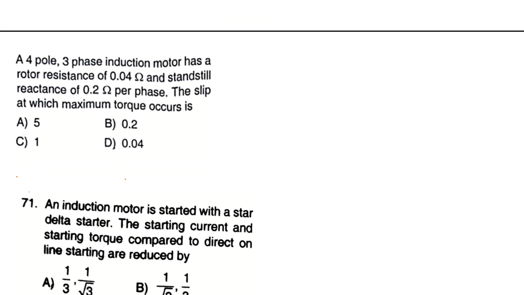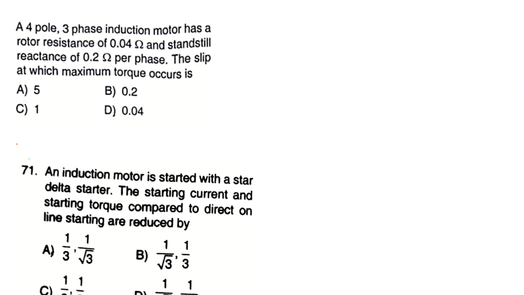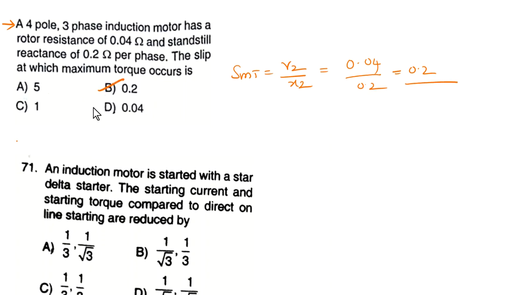Okay, and the next question in the induction machine. A 4-pole 3-phase induction motor has a rotor resistance of 0.04 ohms and standstill reactance of 0.2 ohms per phase. The slip at which maximum torque occurs. So slip at which maximum torque occurs is equal to R2 by X2. So what is the R2 value? 0.04 divided by 0.2. Answer will be 0.2 here. So answer is B here.